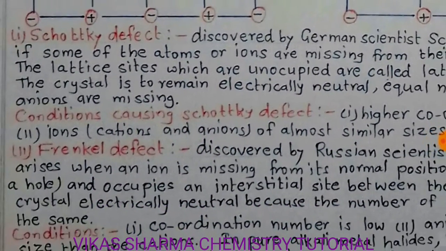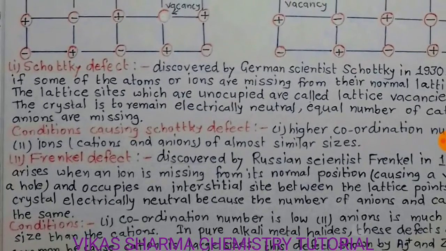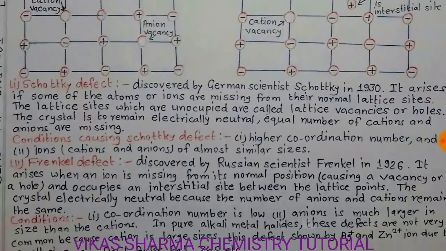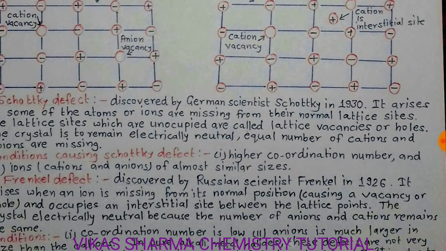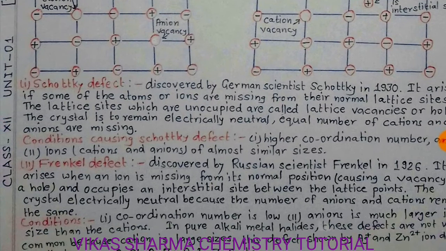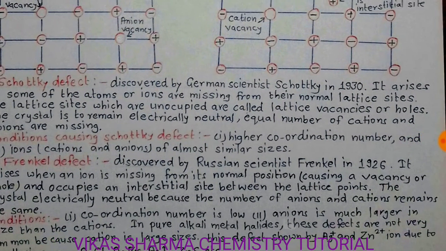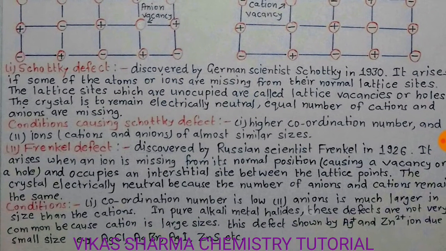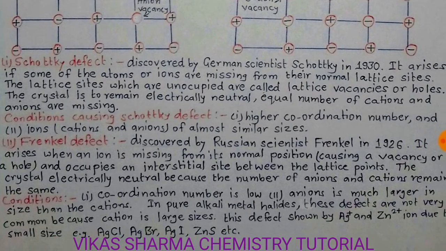Student, the second category is Frenkel defect. This was discovered by the Russian scientist Frenkel in 1926. It arises when an ion is missing from its normal position, causing a vacancy or a hole, and occupies an interstitial site between the lattice points. The crystal remains electrically neutral because the number of anions and cations remains the same.